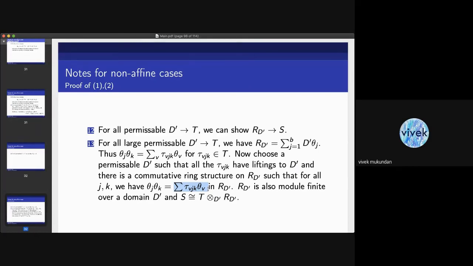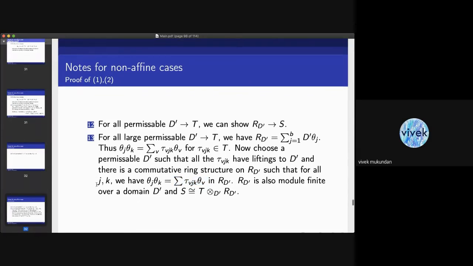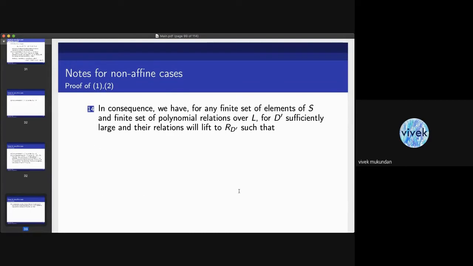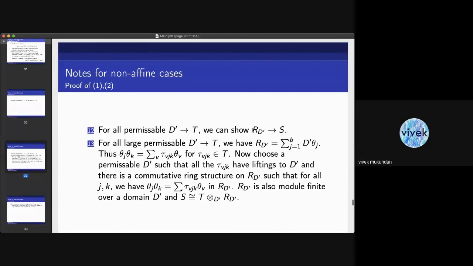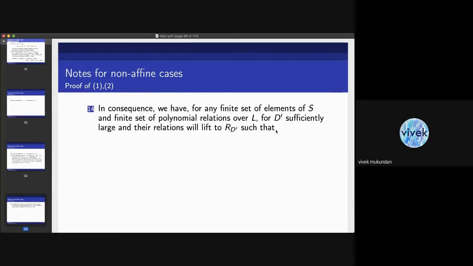respect to theta j. Now, R_D' is also a module finite over a domain D', where S is isomorphic to T tensor with R_D'. And once you have that, another important property is that R_D' actually maps to S. So R0 sits inside D', and D' sits inside R_D', and that's a map to S. In consequence, we have for a finite set of elements in S, a finite set of polynomial relations over L, then if D' is sufficiently large, all of these can be lifted to R_D' themselves. So this is your first choice of your ring R.